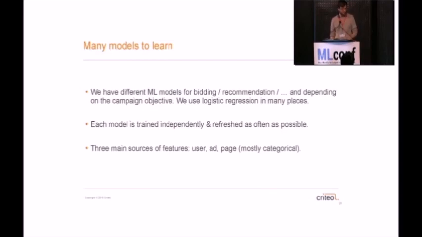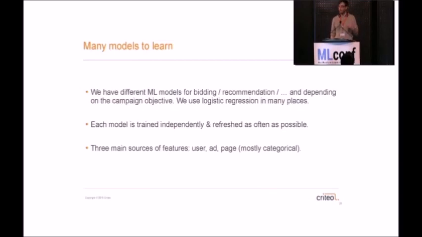And so because of these constraints, the online constraints that we have in terms of latency, we use linear models in many places. So for example, logistic regression, when we try to predict the probability, and this really gives you state-of-the-art performance if you do it well, but it's also really fast to evaluate and fast to train. So this is a good compromise.